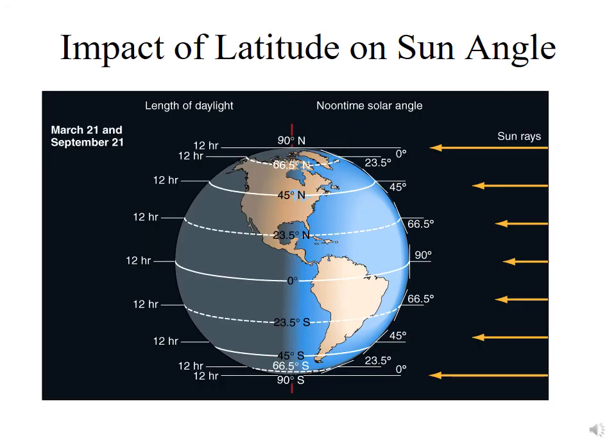Let's look at these individually. So the impact of latitude on the sun angle. This actually lists the sun angle for each of these latitudes. So if you look at the equator, it says that the sun angle is 90 degrees. So that's essentially a zenith angle of 0 degrees. And as we move northward, the sun angle decreases from 90 degrees to 66.5 to 45 to 23.5 and eventually to 0. So the zenith angle is essentially going from 0 to 90 degrees as you move from the equator to the pole.